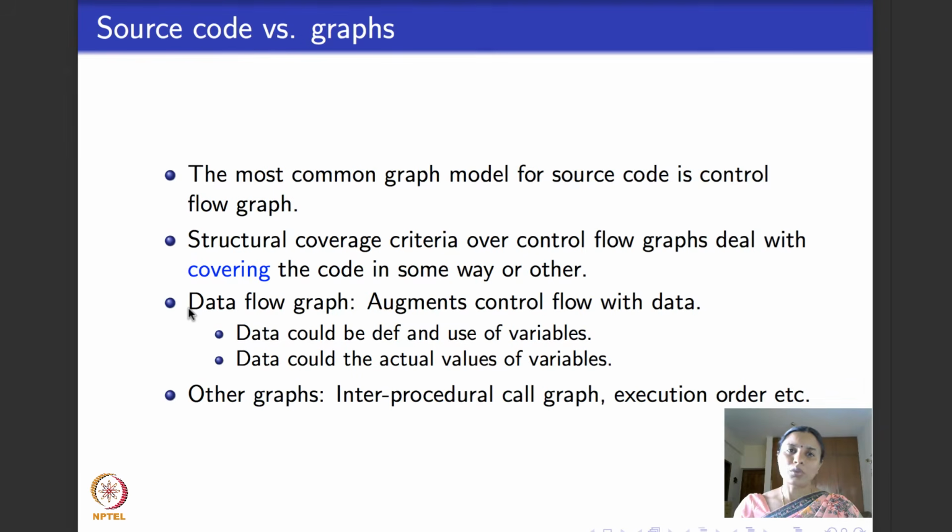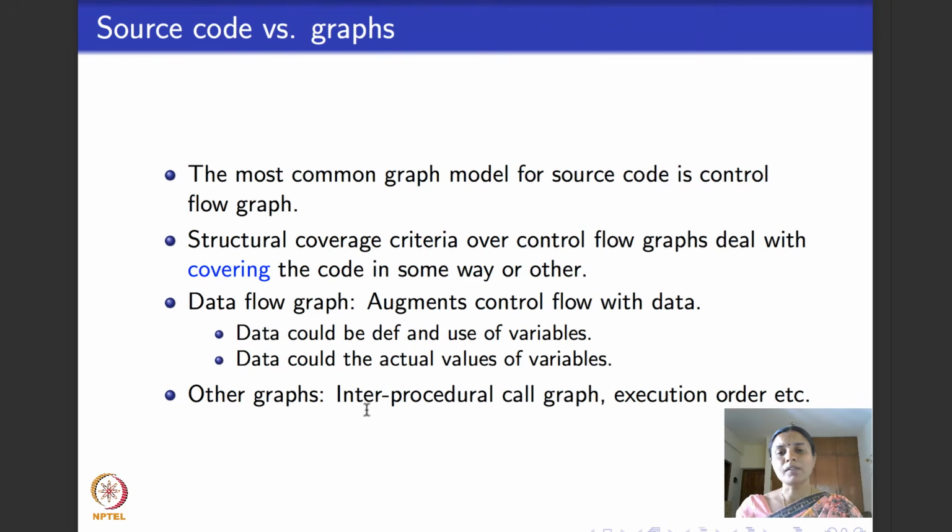We know that the source code model can be written as a control flow graph, as a graph model. What are the other models of the graph? The other common model of the graph is the data flow graph. The kind of data flow graph that we saw in this course took the control flow graph and augmented it with definitions and uses. There's another kind of data flow graph that people use in program analysis, where each node is actually a tuple representing the actual values of the various variables. We will not really look at data flow graphs for the scope of this lecture.